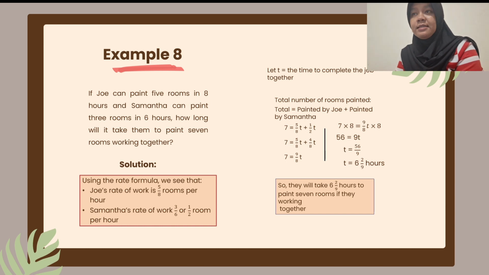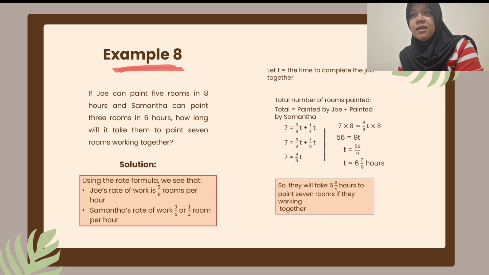Next, we have example 8. Okay, this is the question. If Joe can paint 5 rooms in 8 hours, and Samantha can paint 3 rooms in 6 hours, how long will it take them to paint 7 rooms working together? Okay, this is the solution. Using the rate formula, we see that Joe's rate of work is 5/8 room per hour, and Samantha's rate of work is 3/6, or a half room per hour.